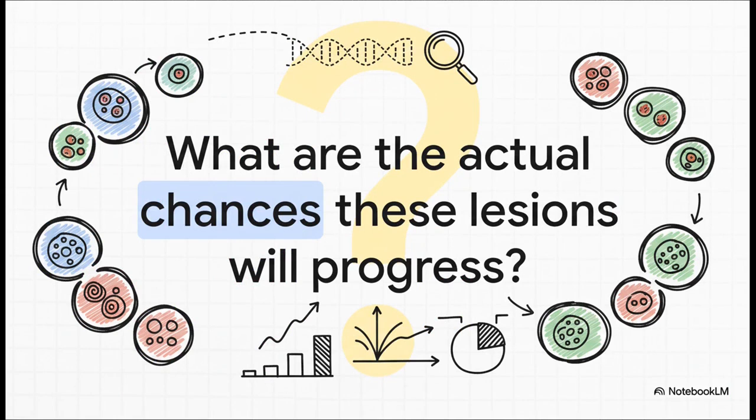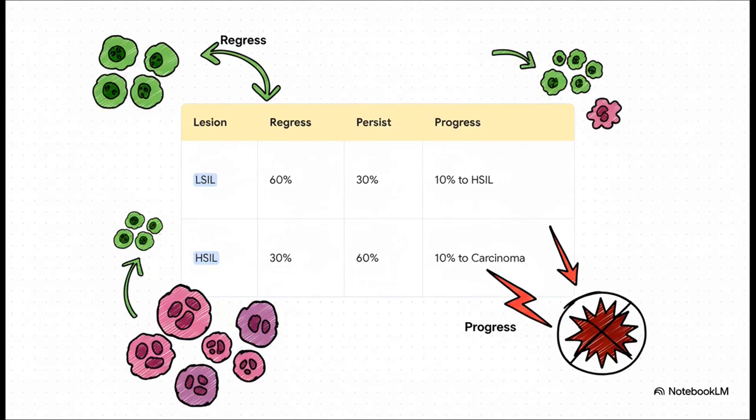So after seeing that progression, you are probably all wondering, what are the actual odds? What is the real chance that these lesions will go away, or just stay there, or progress to something much more dangerous? Well, the data gives us a very clear picture. For low-grade lesions, LSIL, look at this. 60% go away on their own. That's why we can often just monitor them.